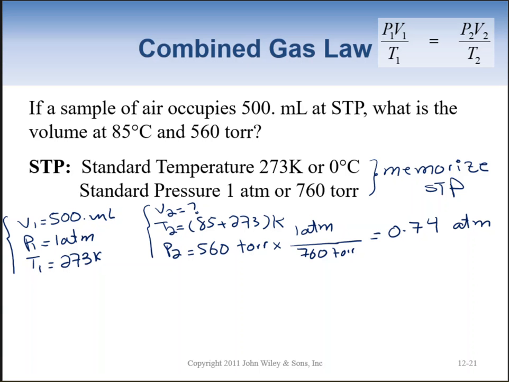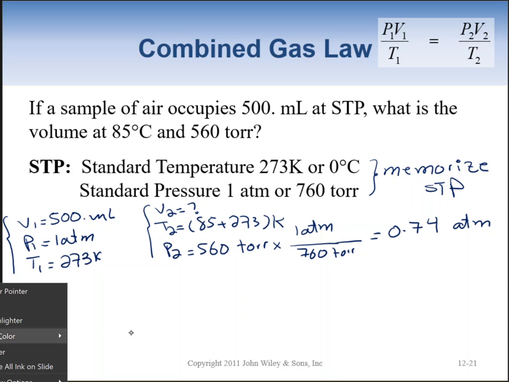So if a sample of air occupies 500 milliliters at STP, what is the volume at 85 degrees Celsius and 560 torr? STP is the standard temperature and pressure. Standard temperature is 273 Kelvin and standard pressure is 1 atmosphere. Now, to solve for V2, we've got to use the combined gas law.